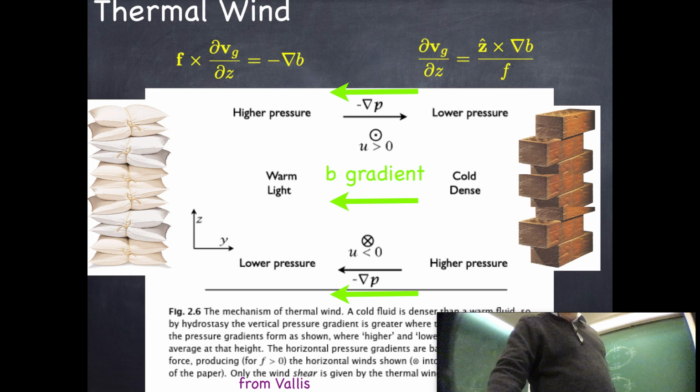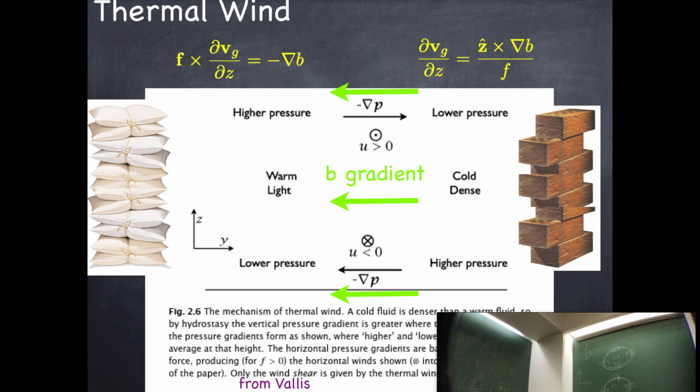So if I have a high stack of pillows, slightly higher than a stack of bricks, I might have a pressure gradient that's going, sorry, if I got that backwards. Yes, no, a high pressure here, low pressure there. So a pressure gradient that's this way, a pressure gradient force that's that way. When I go down here, I've got high pressure on this side, low pressure on this side. So my pressure gradient goes the other way.